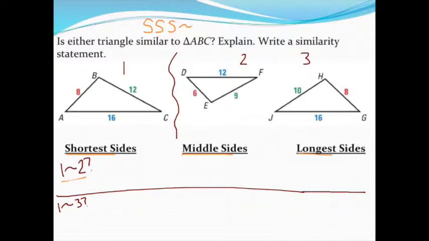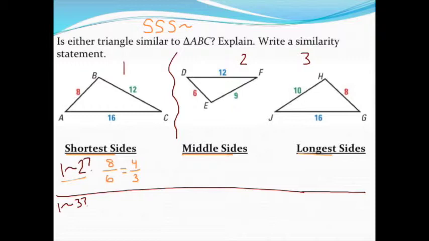The shortest side of triangle 1 is 8. The shortest side of triangle 2 is 6. So simplifying that fraction, I get 4/3, which doesn't tell me anything yet. I need to check the next lengths of sides. That's why it's called side, side, side. I need all three to match up and become 4/3.